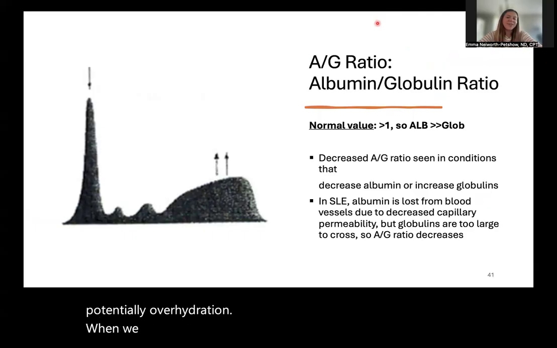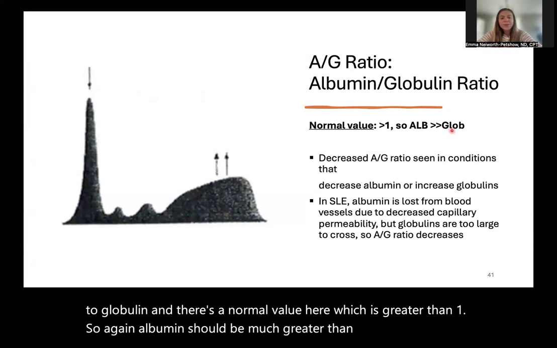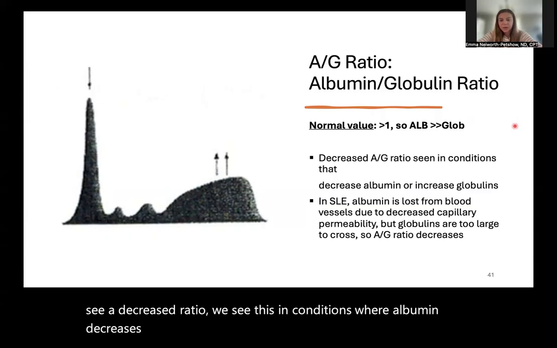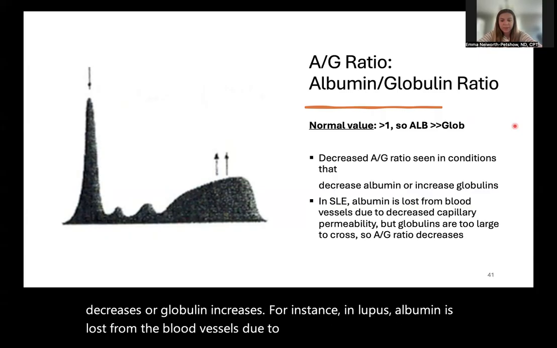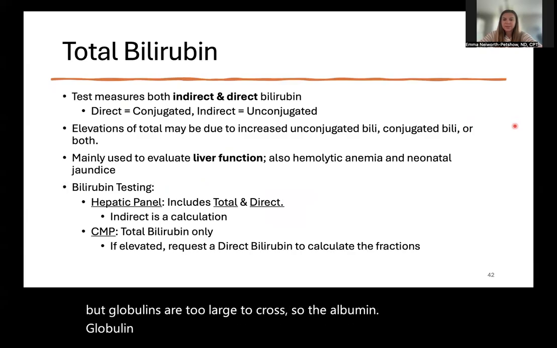When we look at the ratio then, we can look at our ratio of albumin to globulin, and there's a normal value here, which is greater than 1. So again, albumin should be much greater than globulin. When we see a decreased ratio, we see this in conditions where albumin decreases or globulin increases. For instance, in lupus, albumin is lost from the blood vessels due to increased capillary permeability, but globulins are too large to cross, so the albumin globulin ratio will decrease.